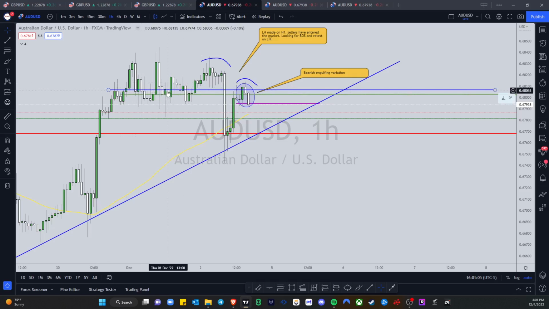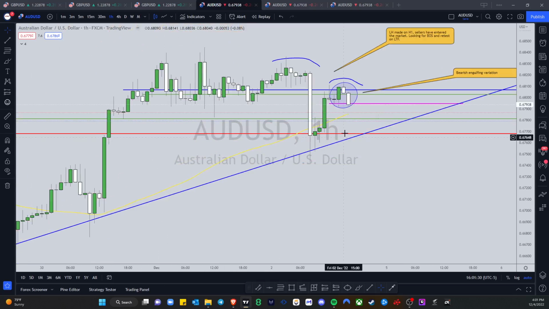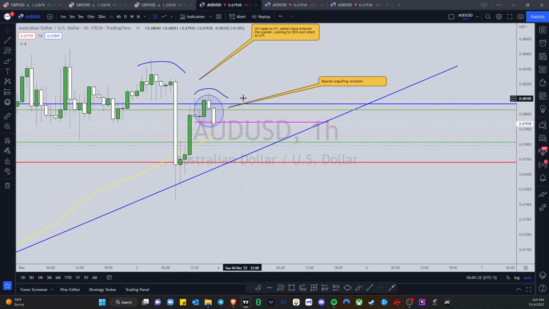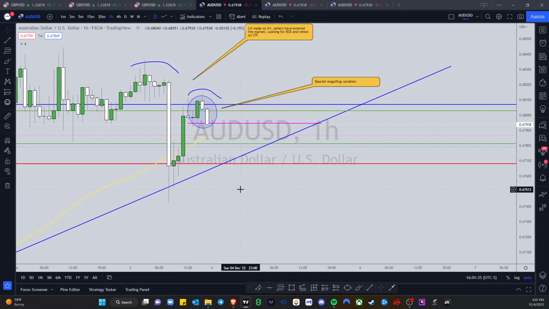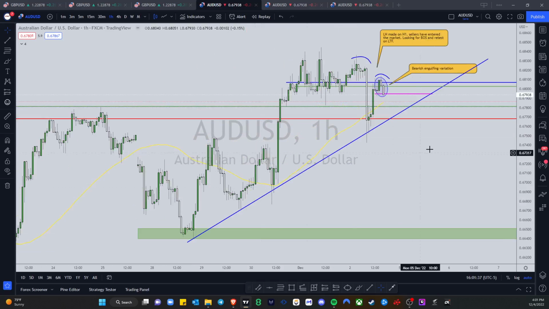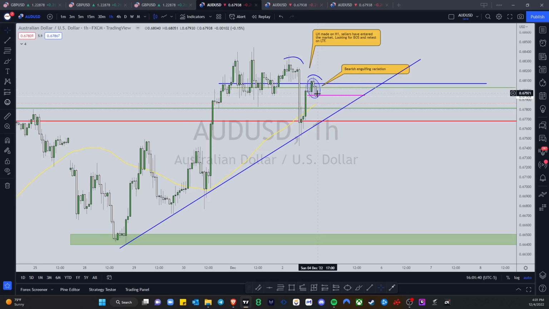All last week it was consolidating on this area. Then when NFP on Friday happened, price broke that support level, came back down and retested that break of structure right here. So for this week, when the market opens, which is about an hour from now, that's why I'm dropping this video right now, we should at least expect the price to continue down throughout this whole new week.